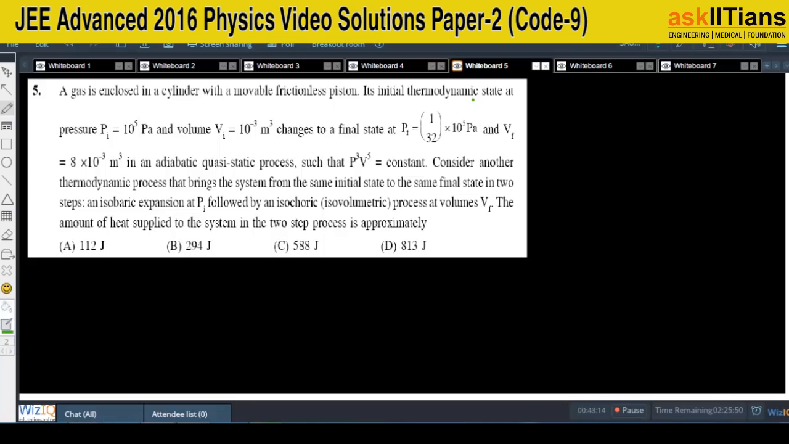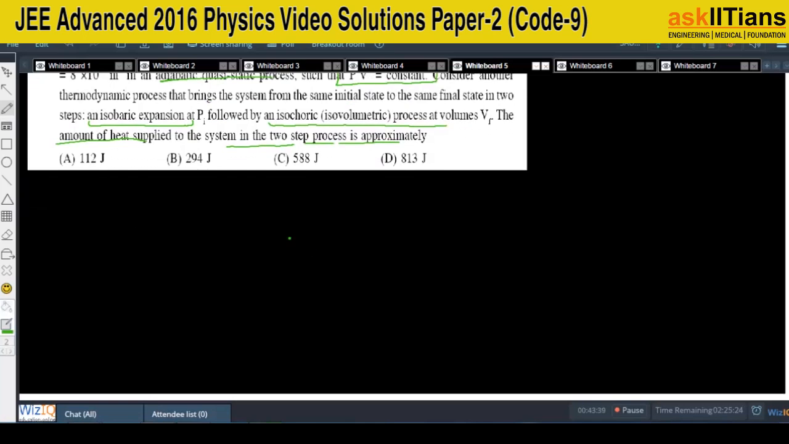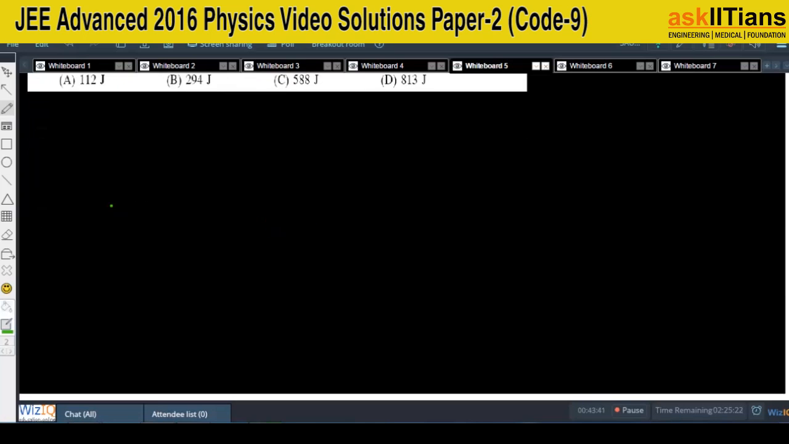So in this question what we have to find is the amount of heat supplied to the system in the 2-step process, in which the first step is an isobaric expansion followed by an isochoric process, and in which the relation PV to the power gamma equal to constant is given, for which P1 V1 and P2 V2 are given. So it is an adiabatic quasi-static process. So first of all we would like to draw the graph for this relation. So the graph should be like this.